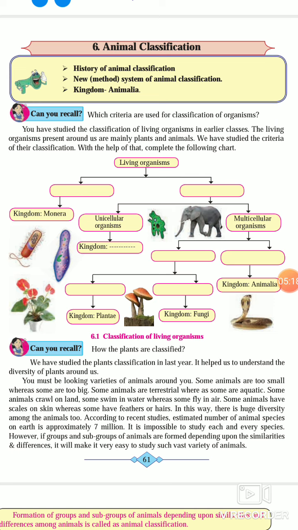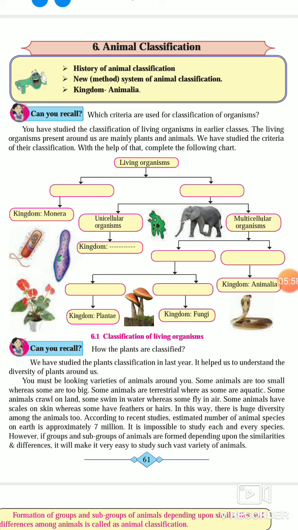As we have studied plant classification last year, it will be helpful for us this year also to classify the animals. You must be seeing varieties of animals around you. Some animals are too small, whereas some animals are too big. Small animals, we can say amoeba, paramecium, and big animals are elephant, giraffe, isn't it? Some animals are terrestrial, whereas some animals are aquatic. So we can classify them as terrestrial animals and aquatic animals.